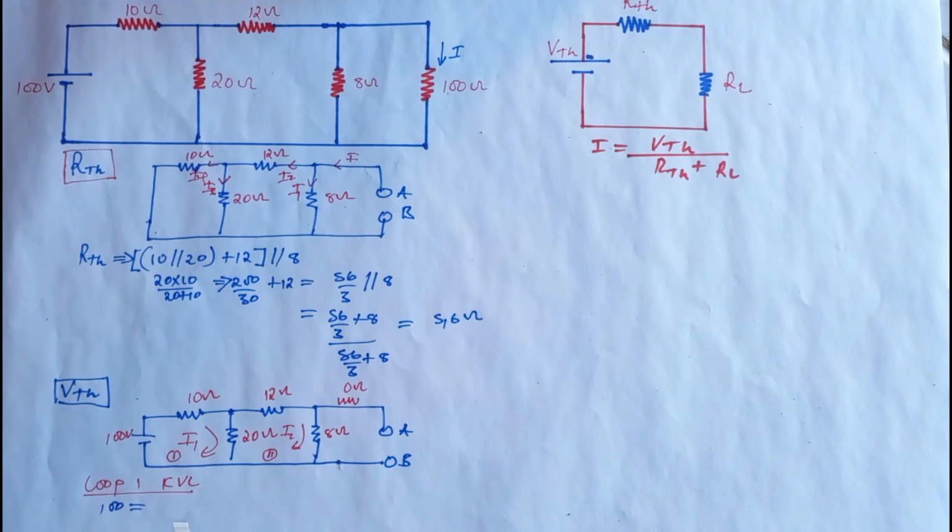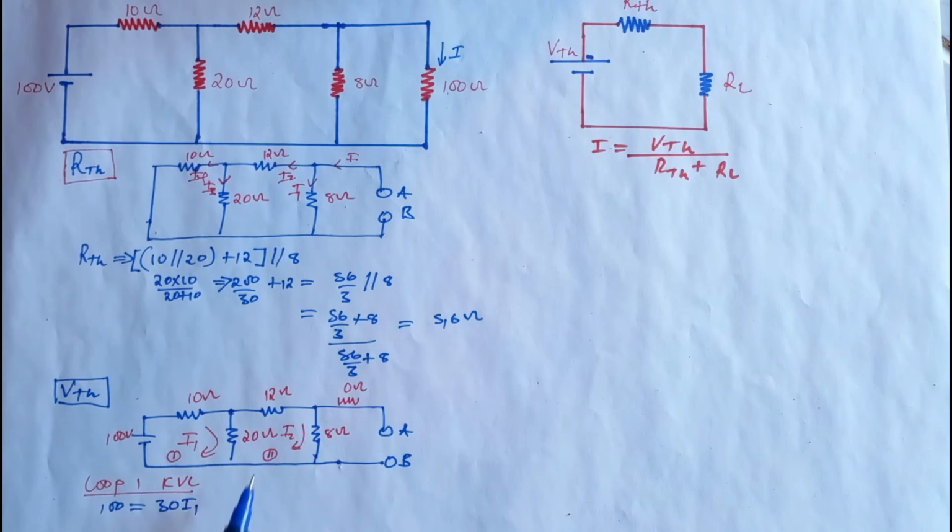Now considering loop 1, I'm going to use mesh analysis. We have the voltage source 100, and we have two resistors, 10 and 20. So I'm going to say 10 plus 20, that is going to give us 30 I1.